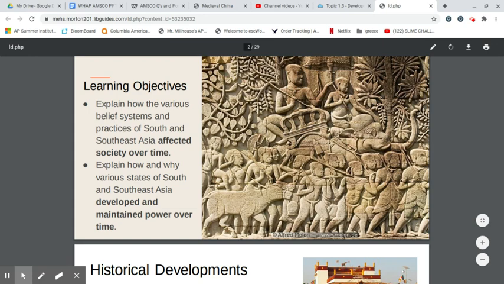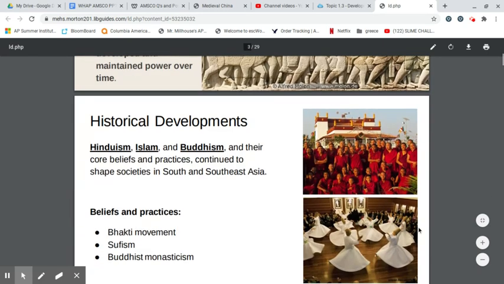We're also going to try to explain how and why various states of South and Southeast Asia developed and maintained power over time. How do they get it? What does it look like? And how do they keep that power over a course of hundreds of years?